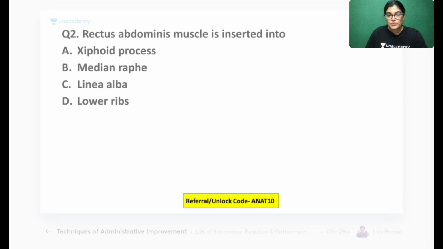All the best. So those who have joined, participate in the poll, because I think few students do not participate. So whether it is right or wrong, participate and mark the correct answer.